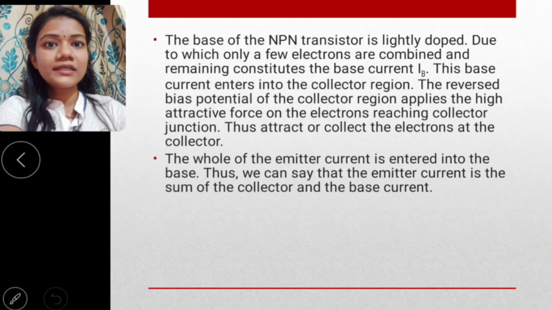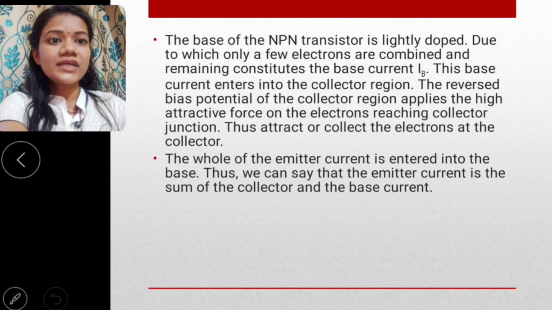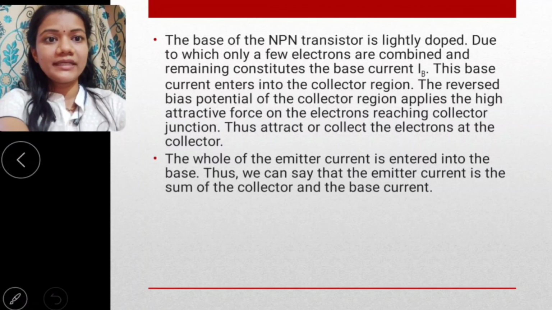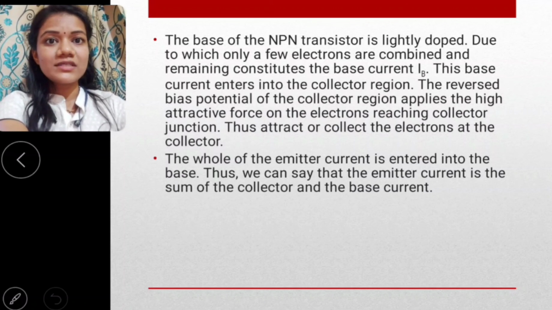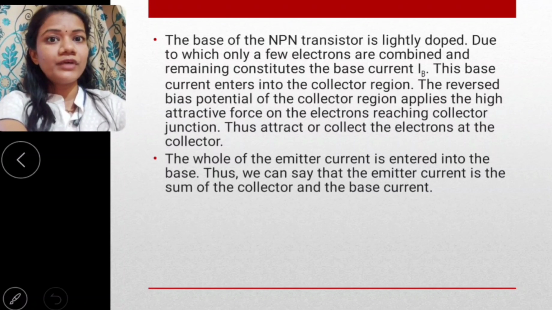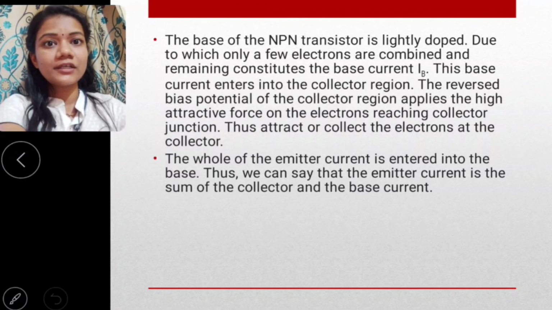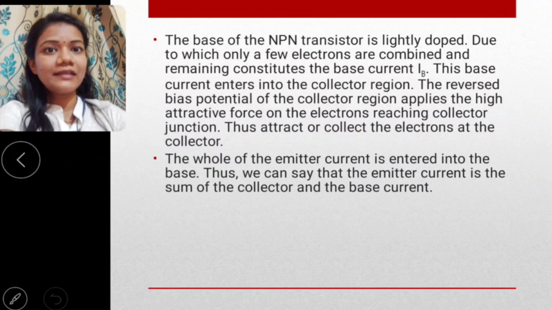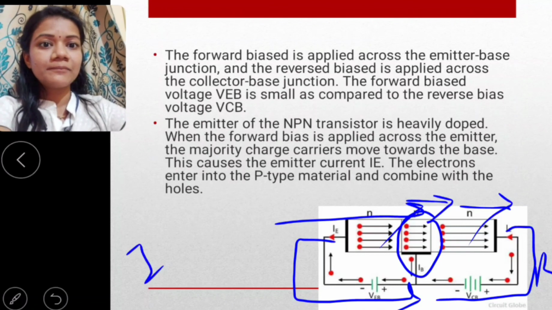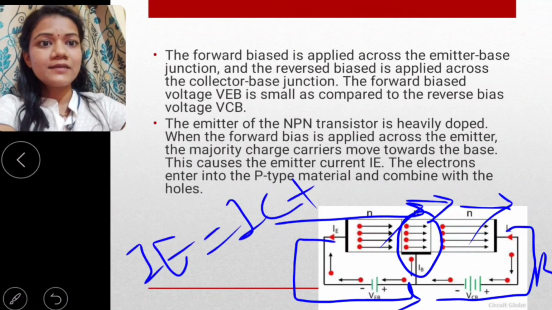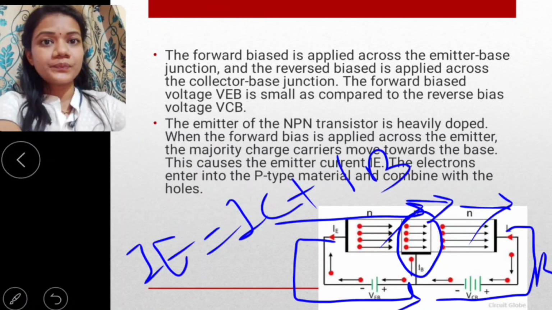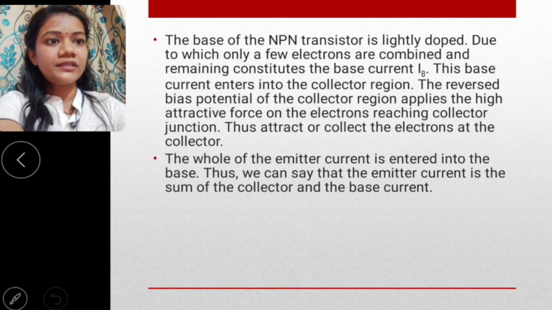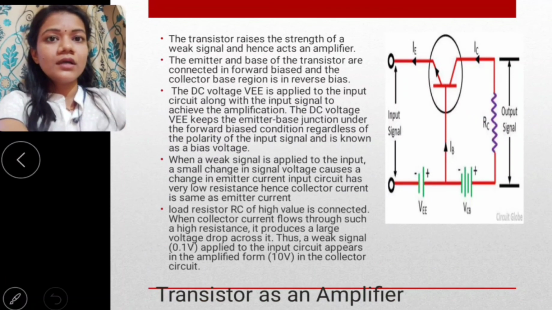The whole of the emitter current enters into the base. Thus we can say that the emitter current is the sum of collector and base current. So as we have seen, when the emitter current flows, it enters into the base and again enters into the collector. Then from this we can say that the emitter current is the sum of our base current and collector current, that is nothing but IE is equal to IC plus IB. Okay, so from this we get this equation.